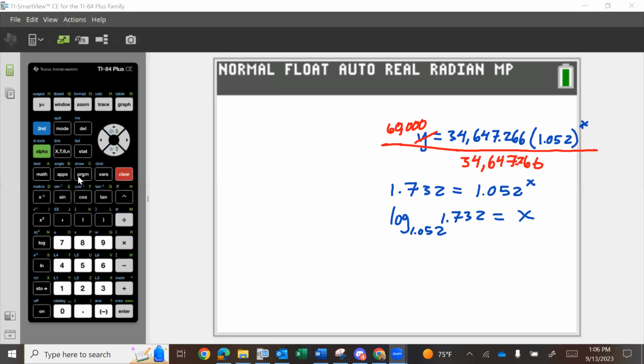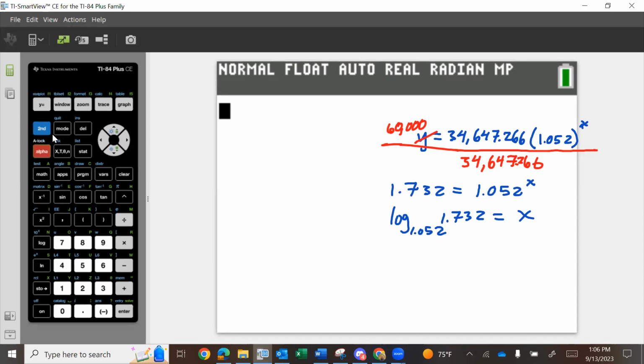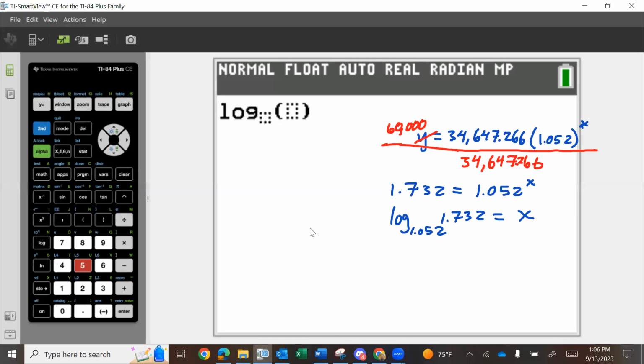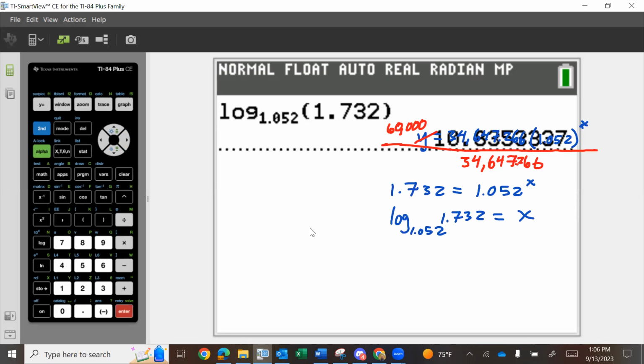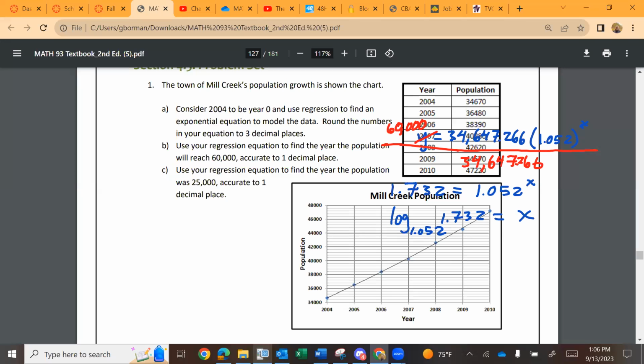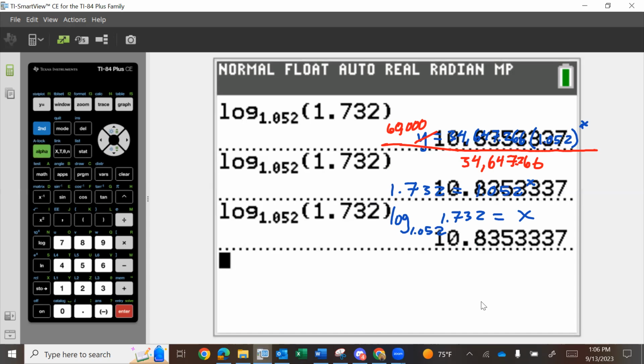How do we do this? Glad you asked. You'll notice if I go to alpha window, option number 5 says log base, alpha window 5, and you just type it in. There are other ways on this calculator to get to this same feature, and that's fine. If you know one of them and you want to do that, I don't care. Okay. And I can't read that, so let me go, there we go.